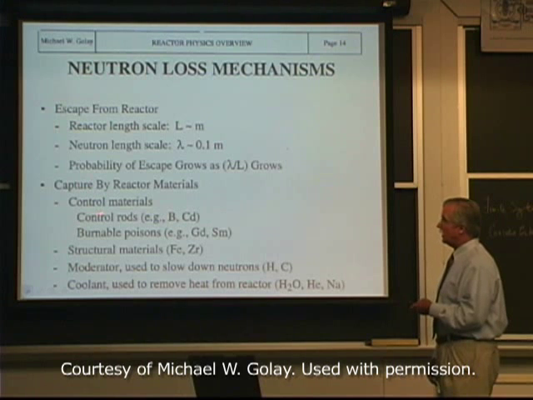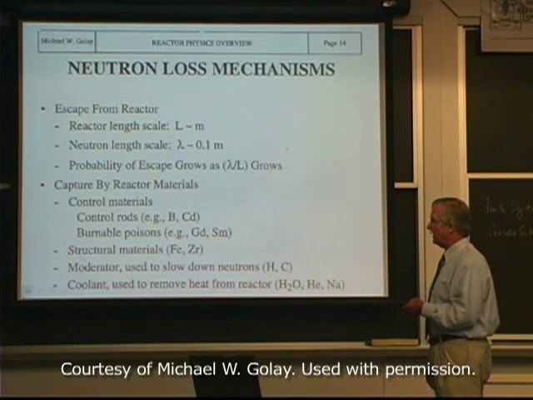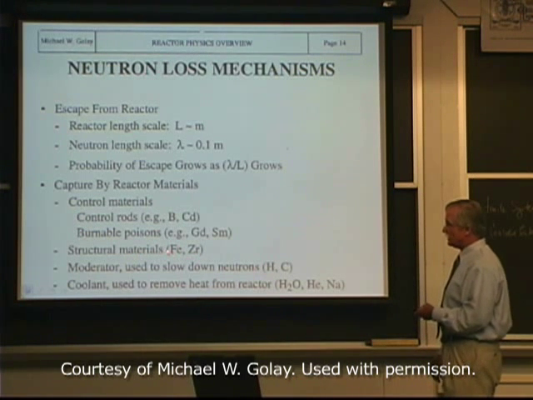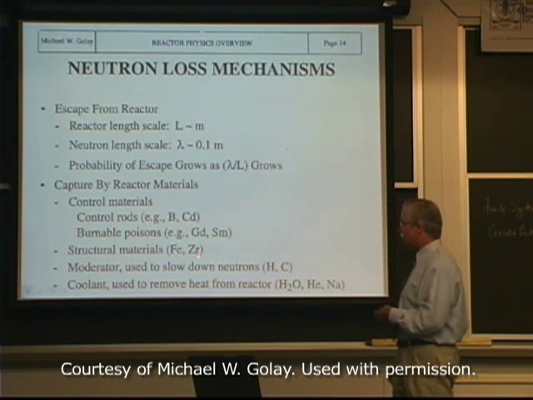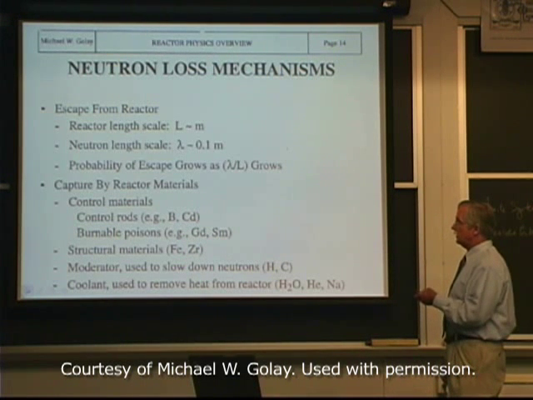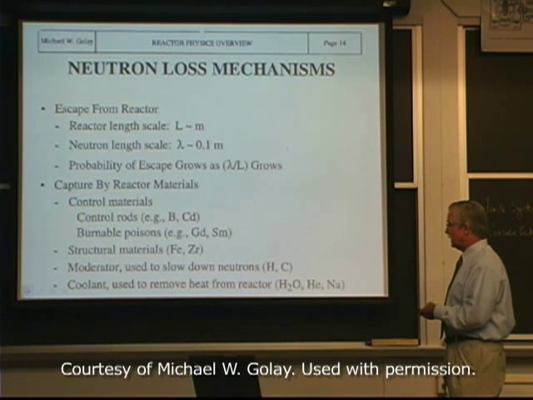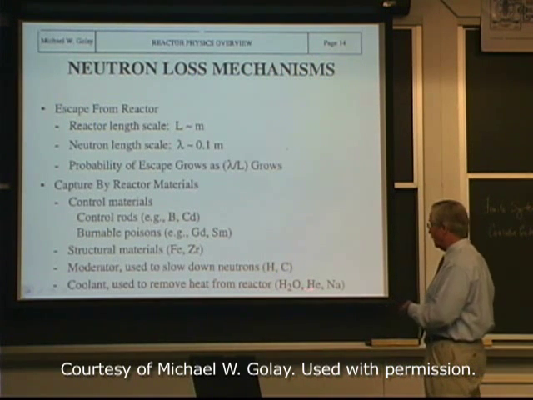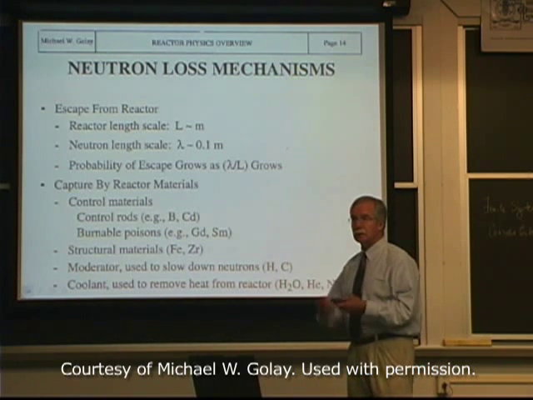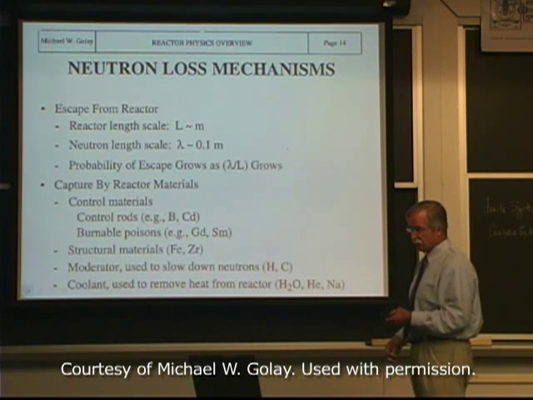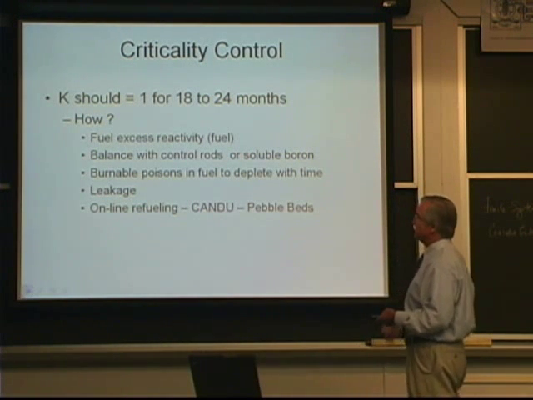And also we have capture by reactor materials. And these materials are in the form of control rods, which are used to control the reaction rate, burnable poisons, which are used in some reactors to control excess reactivity, and obviously structural materials such as iron, steel, zirconium from the fuel. And the moderator also has an absorption cross-section that in fact can be used not only to slow down neutrons, but as a neutron absorber. And perhaps sometimes the coolant is different than the moderator in several designs, such as the MIT reactor, or a high temperature gas cooled reactor, where helium is the coolant, the moderator being graphite. So with appreciation of the kinds of things that can take neutrons away from the system, you then are in a position to design a core.